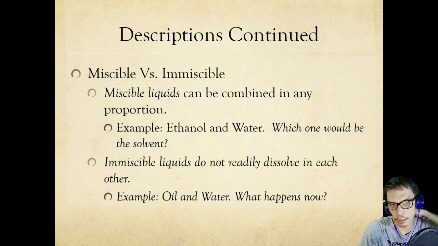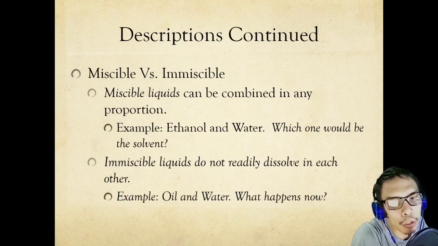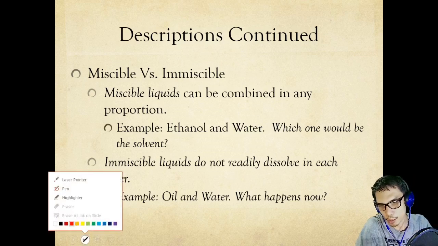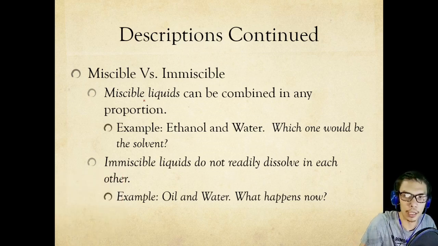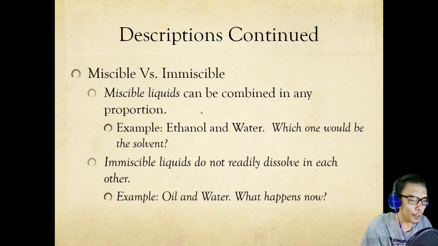So we have another term which is usually used in solution. We have miscible and immiscible solution. When we talk about a miscible solution, this is a kind of liquids that when you mix them, you cannot tell which is which. So, for example, we have ethanol and water.